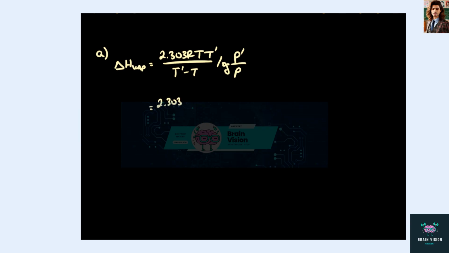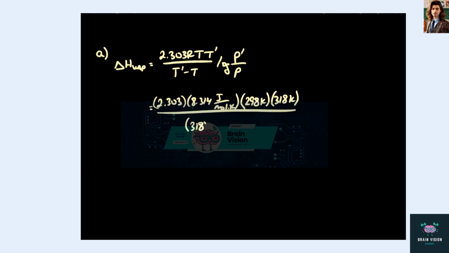And substitute our values in: 2.303, 8.314 joules per mole Kelvin. Initial temperature 25 degrees Celsius or 298 Kelvin. T prime is 45 degrees Celsius or 318 Kelvin, 318 Kelvin minus 298 Kelvin. Log P prime is 200 millimeters of mercury, and P is 50 millimeters of mercury.